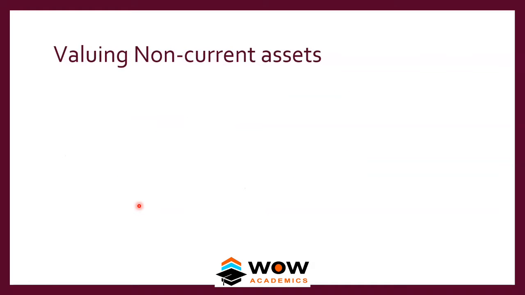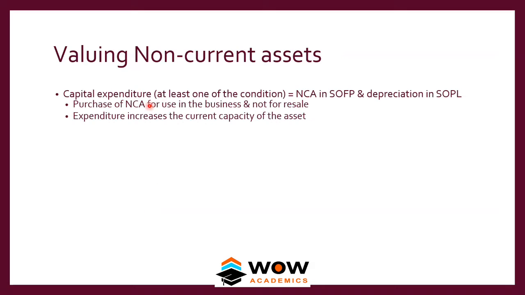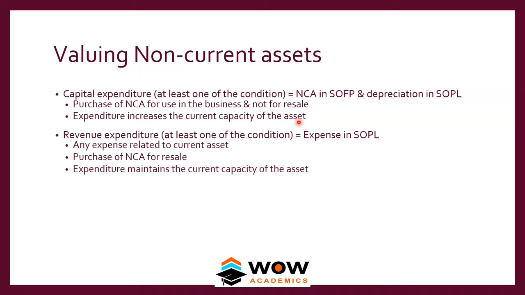So how do we value a non-current asset? Capital expenditure: at least one of the conditions should be met. An NCA should be shown in the balance sheet or SOFP, and depreciation for it should be shown in the SOPL. Purchase of an NCA for use in the business and not for resale, or expenditure that increases the current capacity of the asset. Any one of the definitions has to be met. So it is not an inventory, and it should lead to an increase in the production capacity of the asset. We might have some examples there.